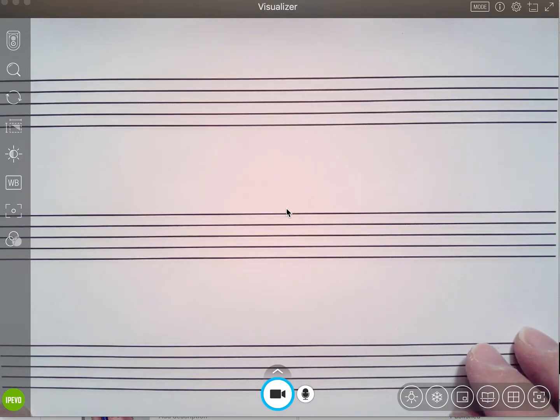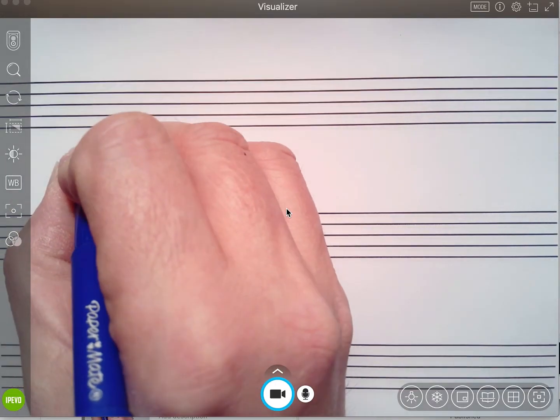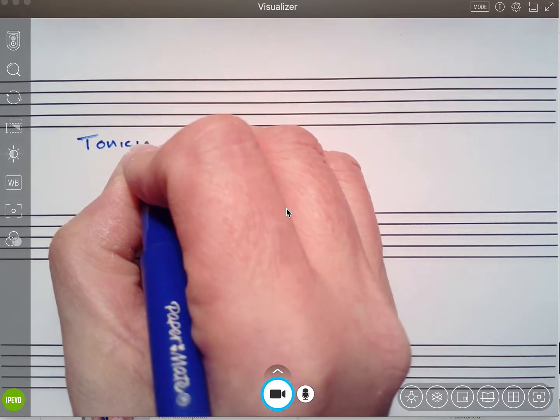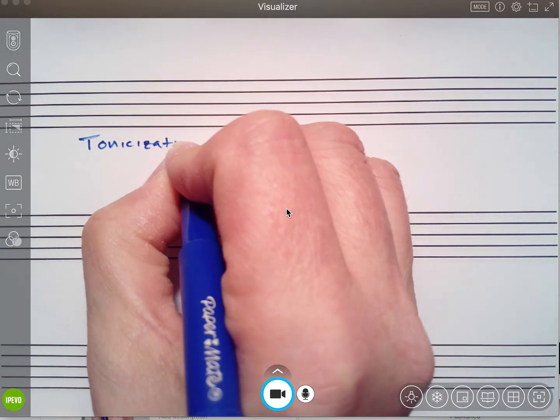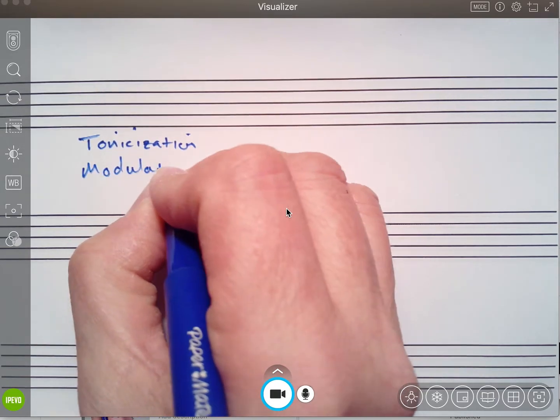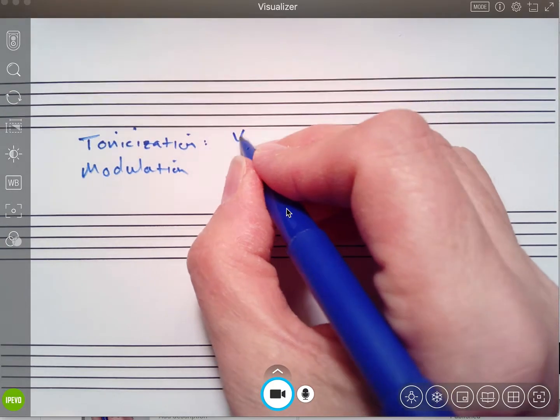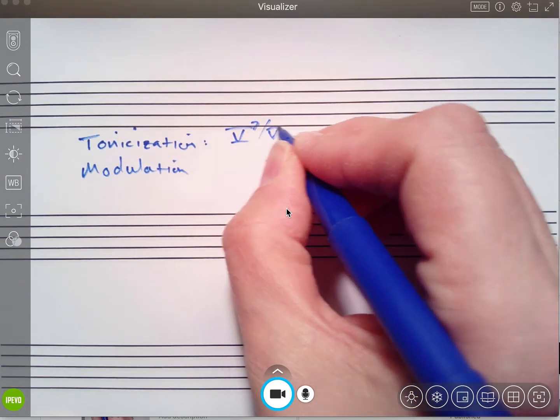So now onto the concept of common chord modulation. I want to make a difference between tonicization and modulation. Tonicization is what we saw when we had, for example, 5-7 of 5.